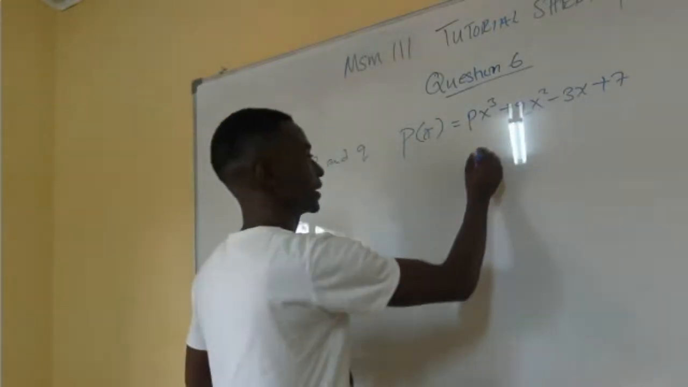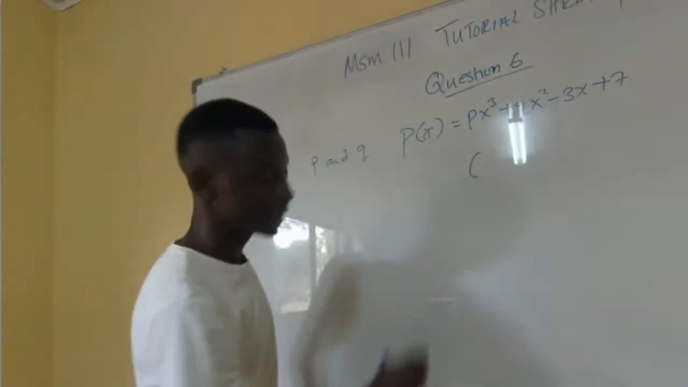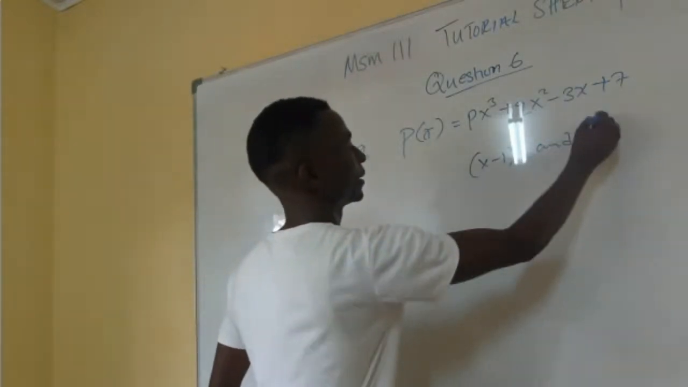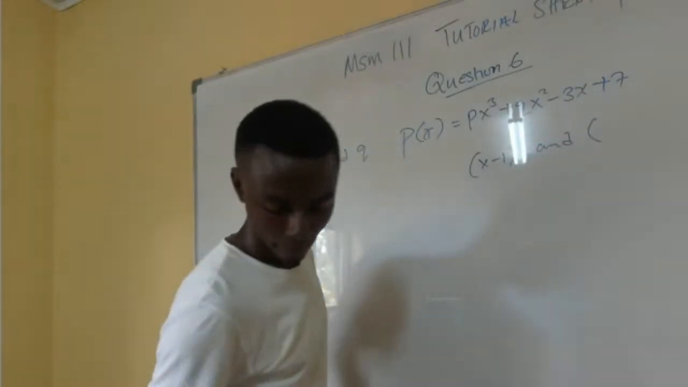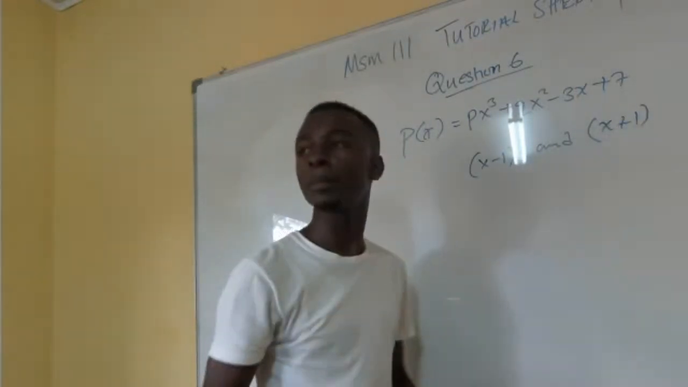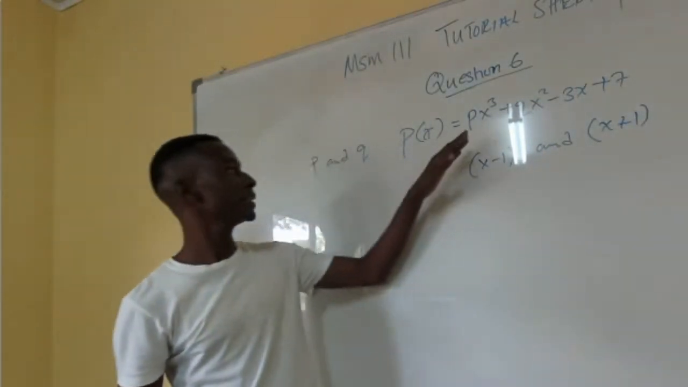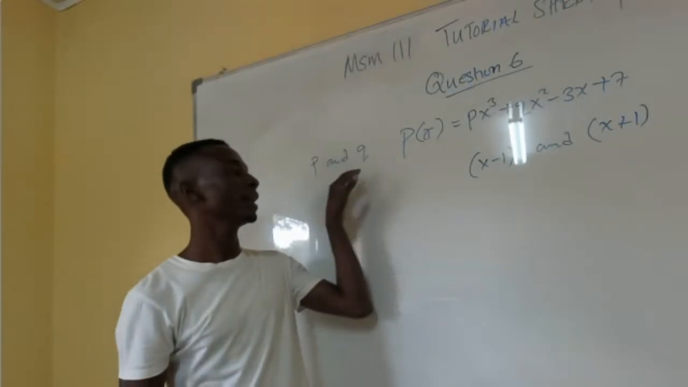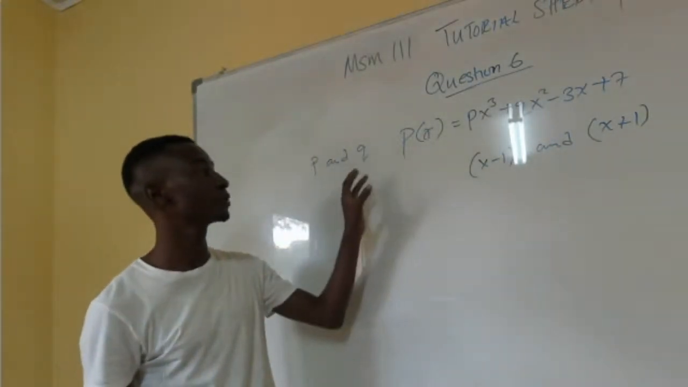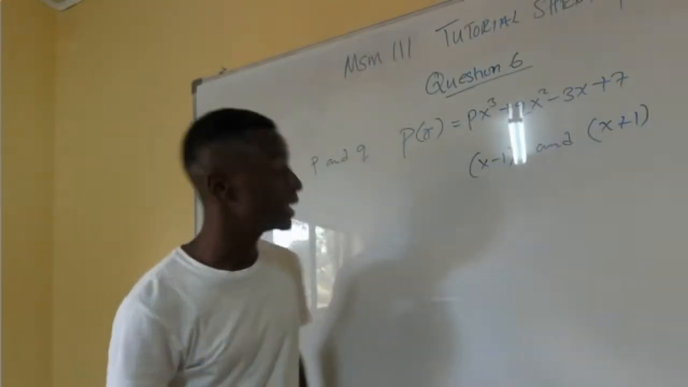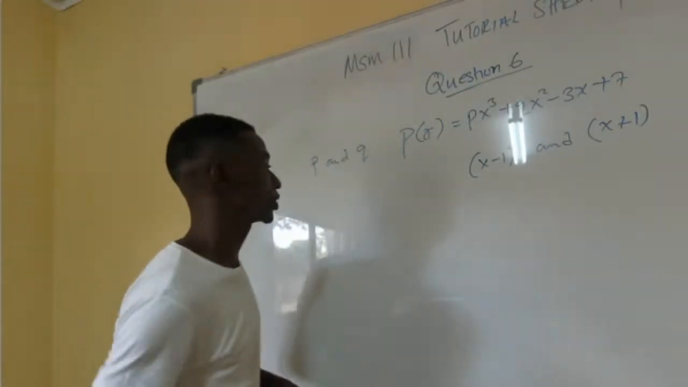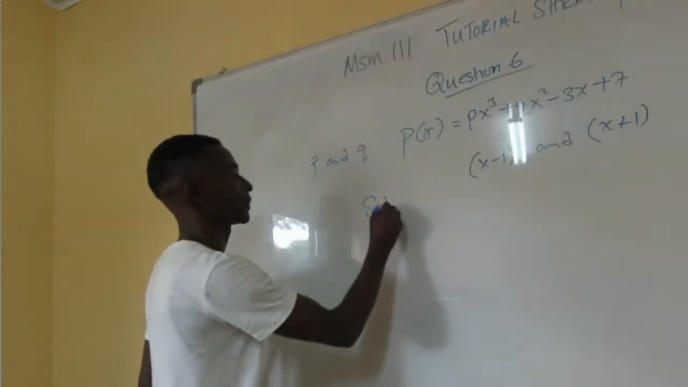And we have factors. The factors that we have are x minus 1 and x plus 1. So we want to find the values of p and q. So what is it that you're supposed to do, for you to find the values of p and q? Here you have to, let me do this. So we say solution for this one.